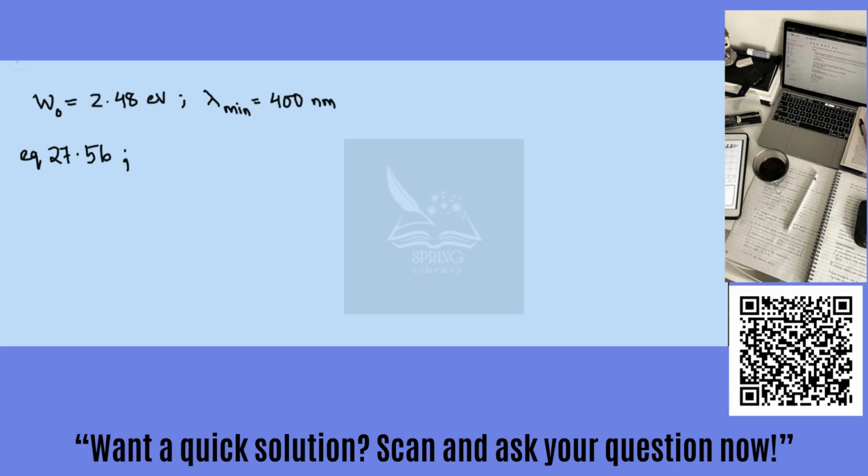Now this equation says that H times F, or the energy of a photon, is equal to the work function of the metal plus the kinetic energy. Now since we want the maximum kinetic energy, this will be equal to H times F minus the work function. Now work function for a metal is a constant.